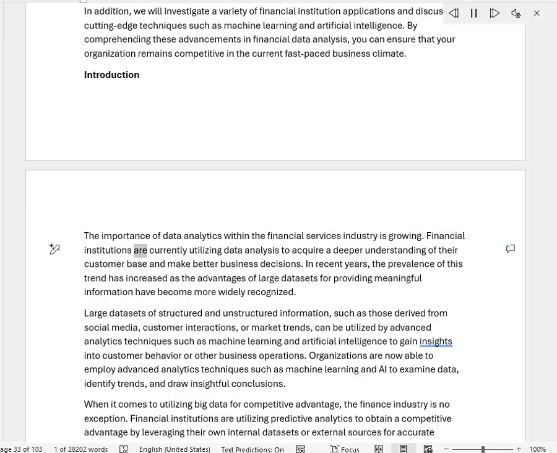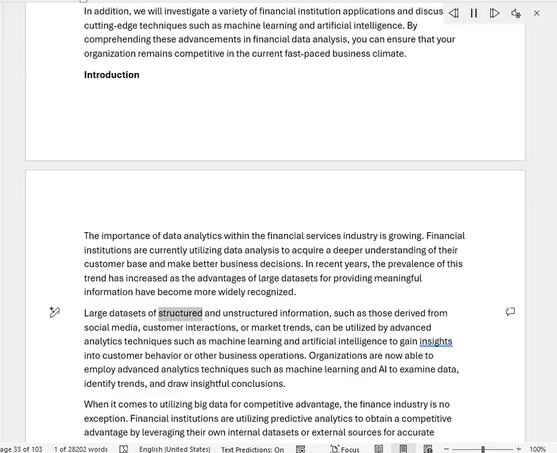Financial institutions are currently utilizing data analysis to acquire a deeper understanding of their customer base and make better business decisions. In recent years, the prevalence of this trend has increased as the advantages of large data sets for providing meaningful information have become more widely recognized.